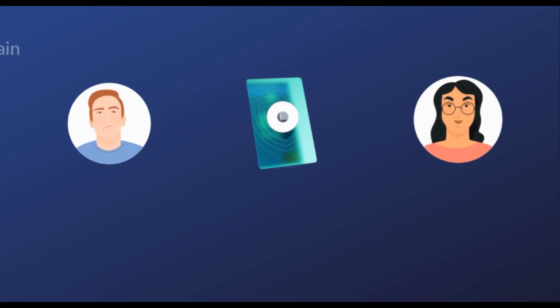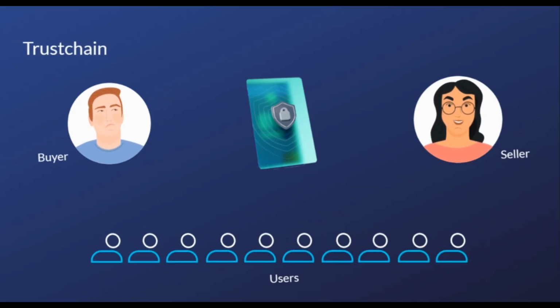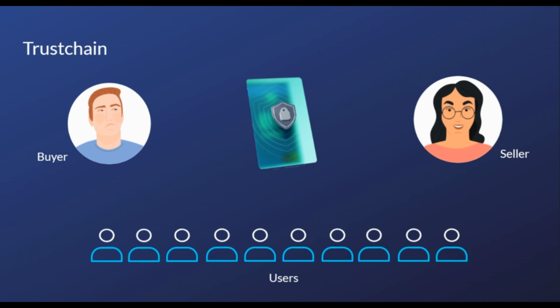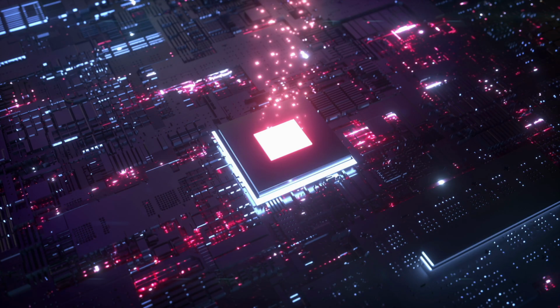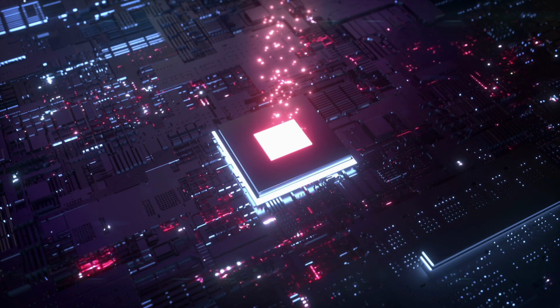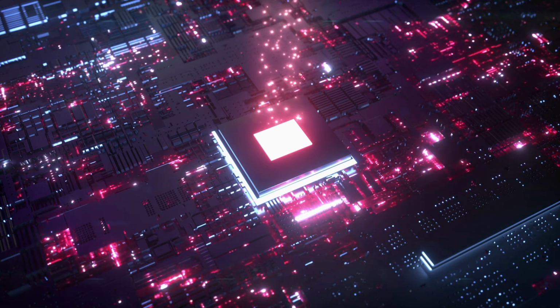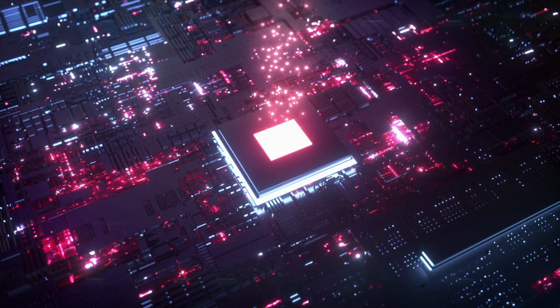COTI uses a unique consensus algorithm called Trust Chain designed to be scalable, secure, and efficient. This innovative algorithm, known as the Trust Chain algorithm, builds a consensus among the buyer and seller. Trust Chain is a proof of trust consensus algorithm that assigns each user on the network a trust score and combines it with standard proof of stake to reach global network consensus.